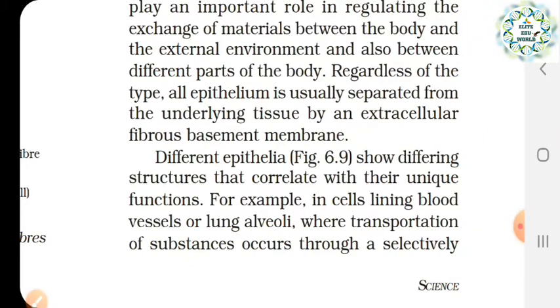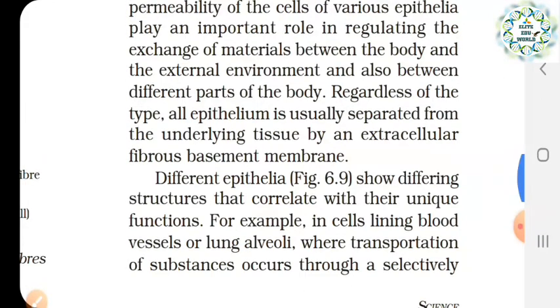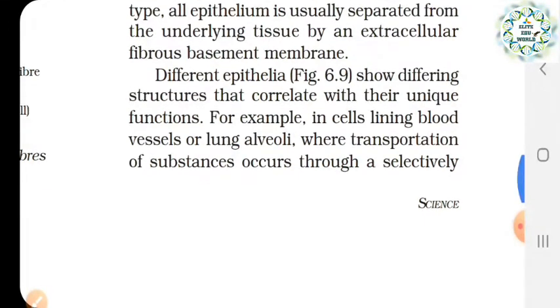Regardless of type, all epithelium is usually separated from the underlying tissues by an extracellular fibrous basement membrane. So this is the basement membrane, which separates the organs from the external environment.